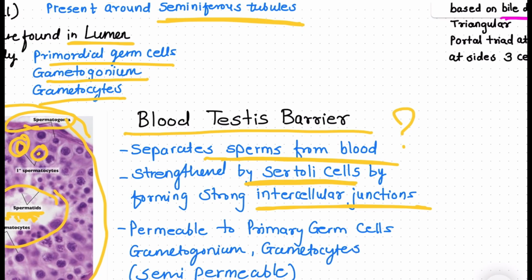because of the intercellular junctions the blood testis barrier gets its strength. And the blood testis barrier is permeable to primary germ cells, gametogonium and gametocytes. That is, it is semi permeable, okay. Remember, blood testis barrier separates sperms from blood, and the main role in it is of Sertoli cells.